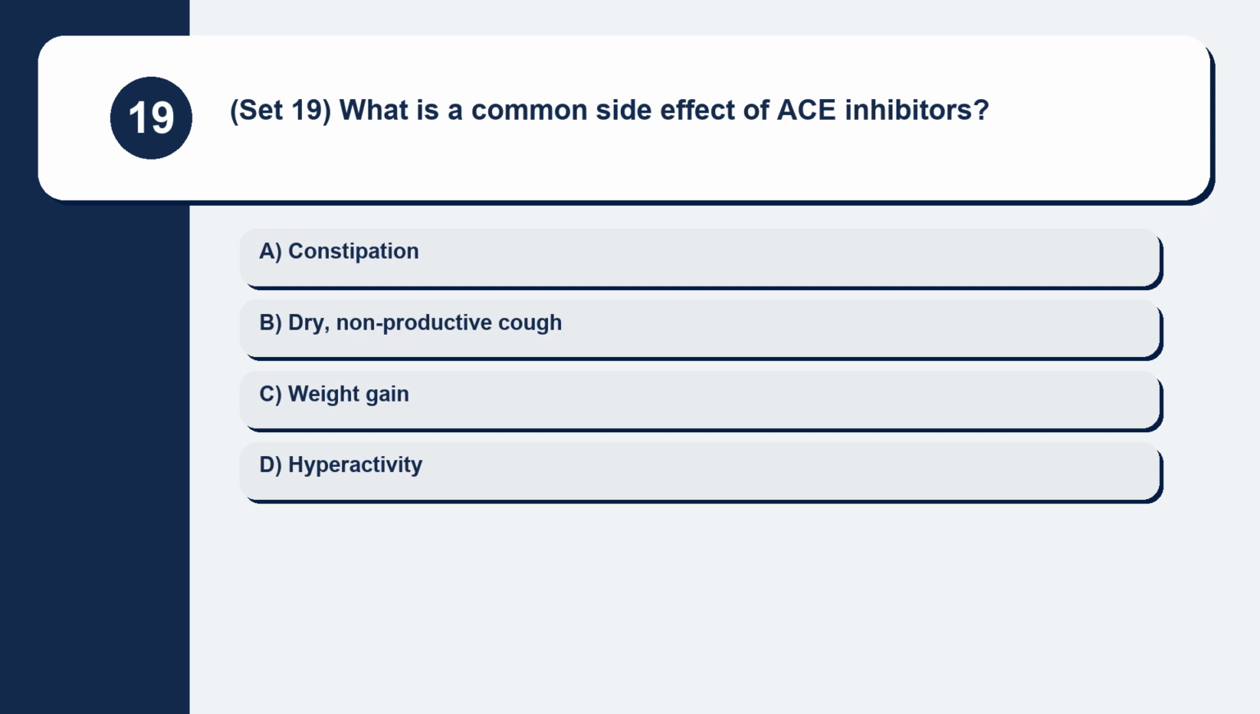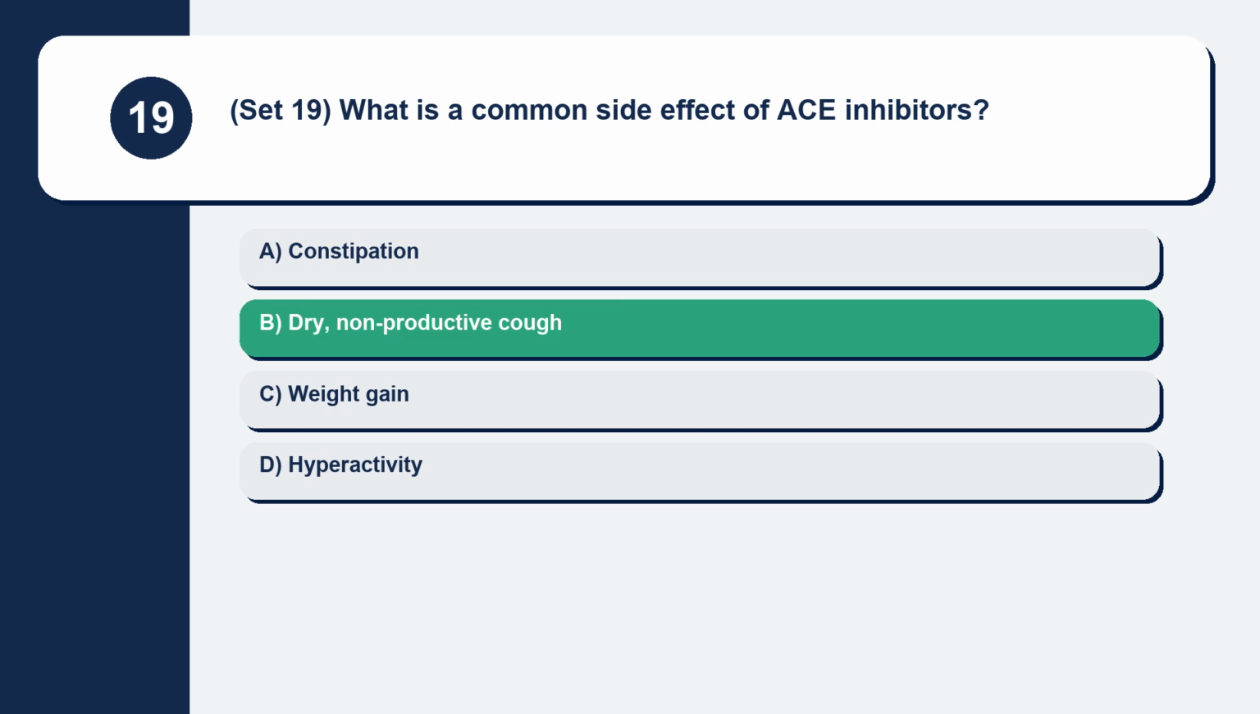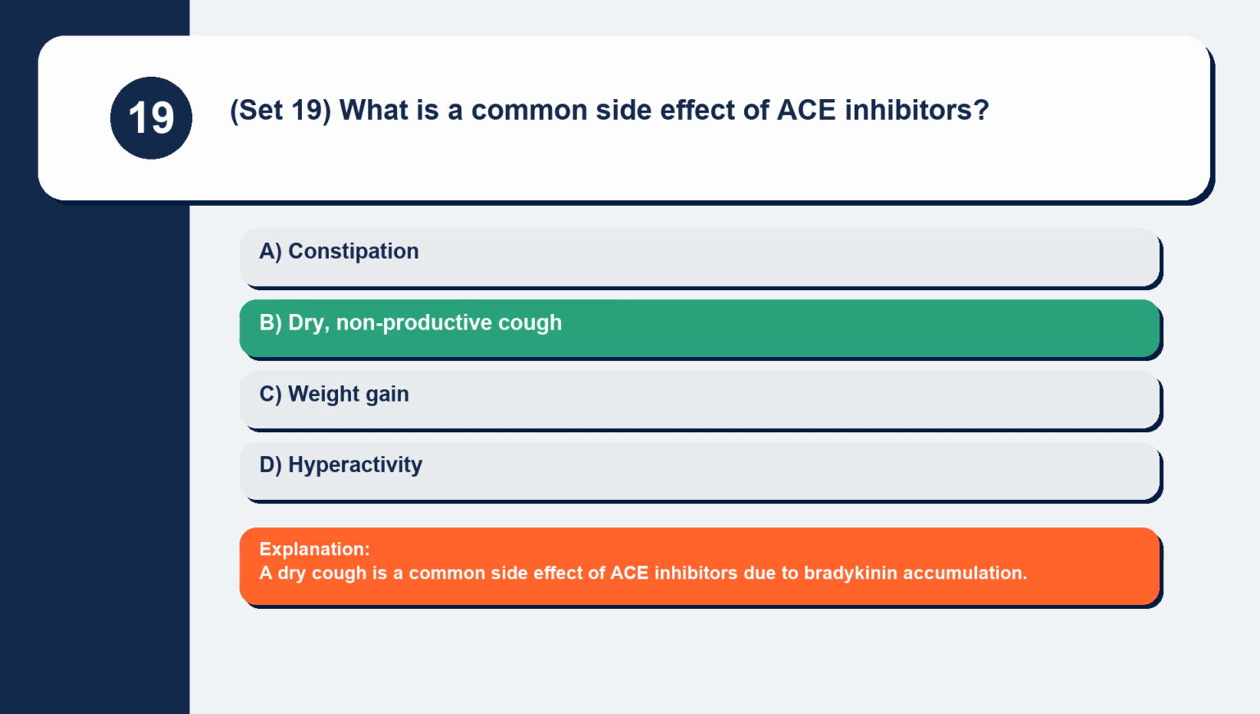Question 19. Set 19. What is a common side effect of ACE inhibitors? Constipation, dry non-productive cough, weight gain, hyperactivity. A dry cough is a common side effect of ACE inhibitors due to bradykinin accumulation.